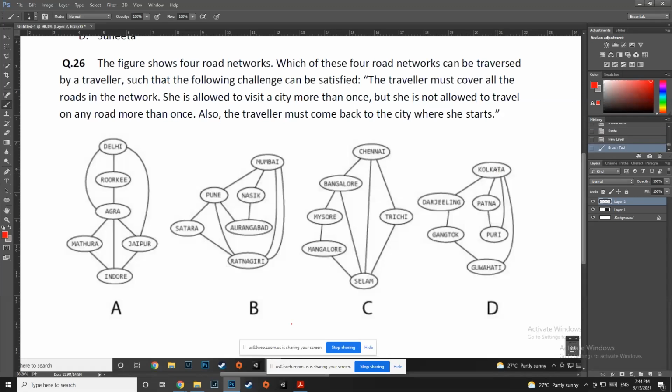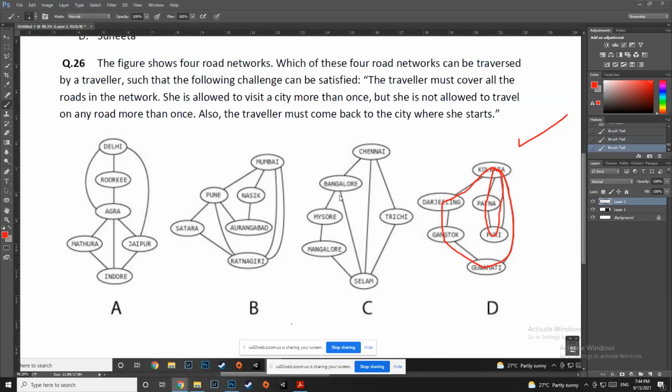Let us start at Kolkata. We start at Kolkata. We go by this road. We reach Guwahati. Right. We reach Gangtok. We reach Darjeeling. Back to Kolkata. We have not traveled any road more than once. Then we go to Puri, then Patna, and then Kolkata. So D is possible for sure, right?